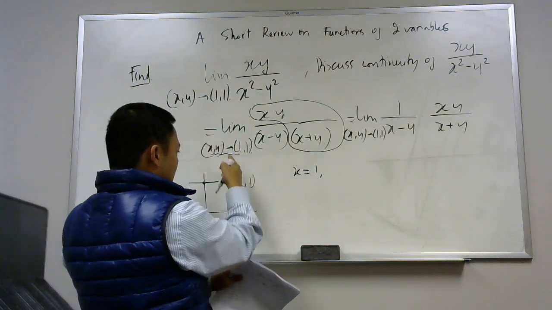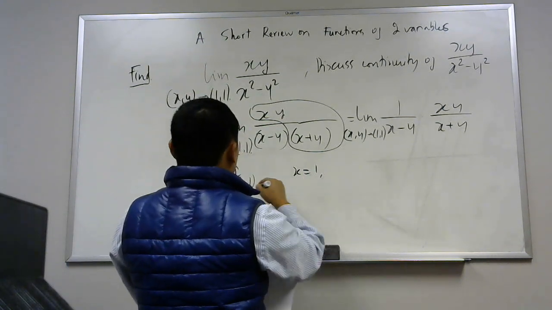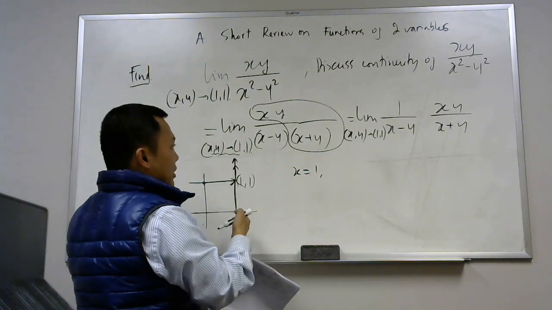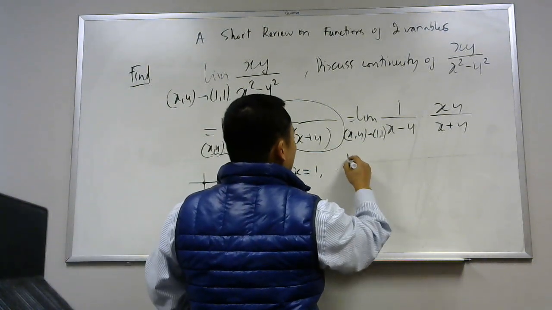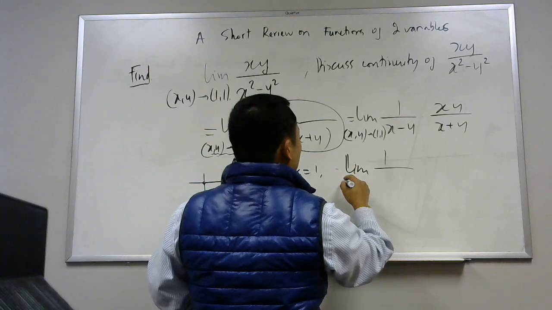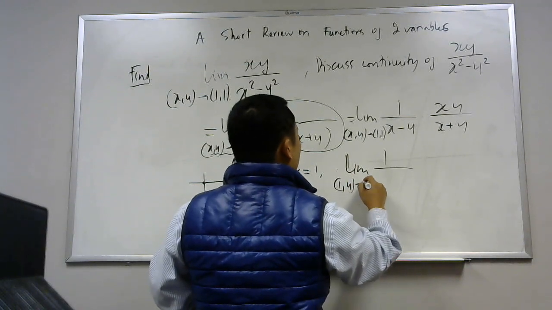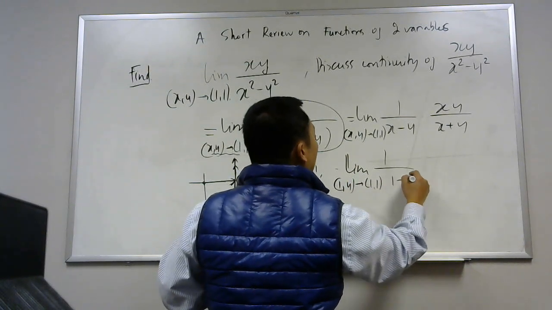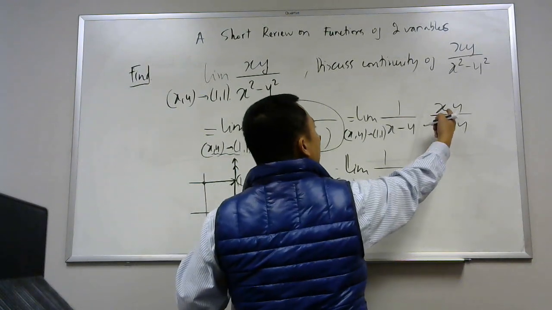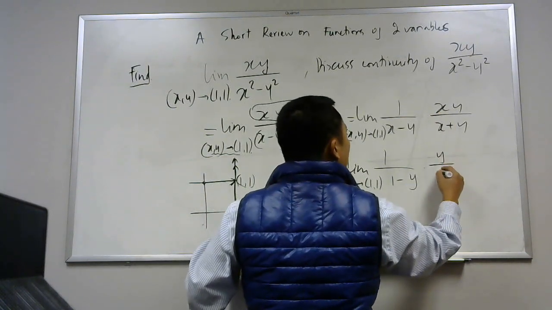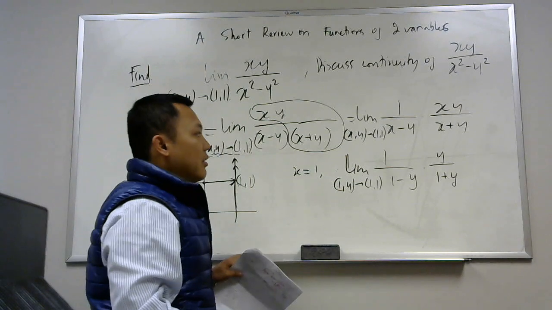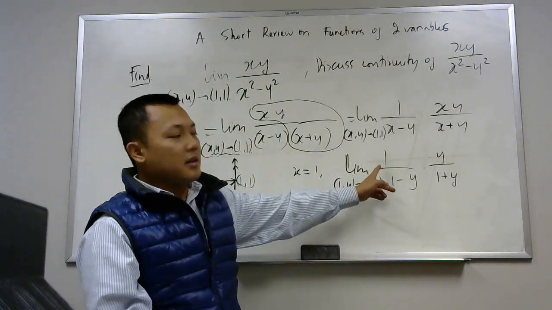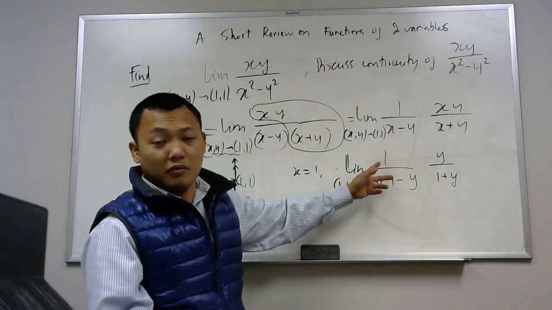When x is 1, that means along this direction, this limit is equal to the limit of 1 over (1 minus y), times 1 times y over (1 plus y), as y goes to 1. So it is obvious that this function does not have a limit, even as a function of one variable.